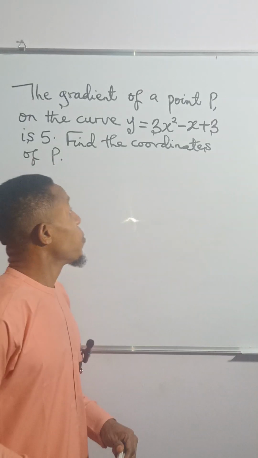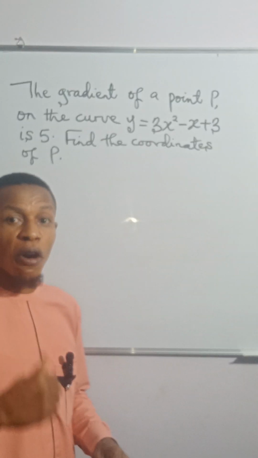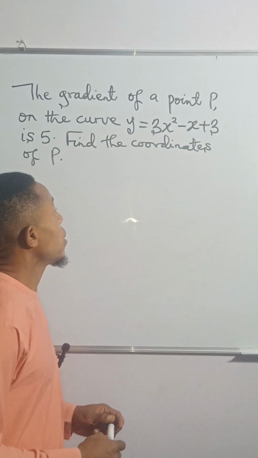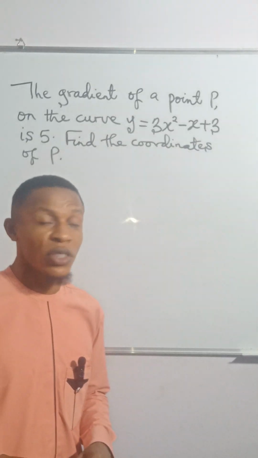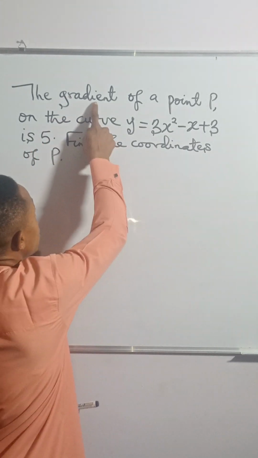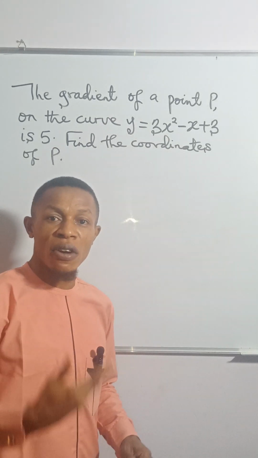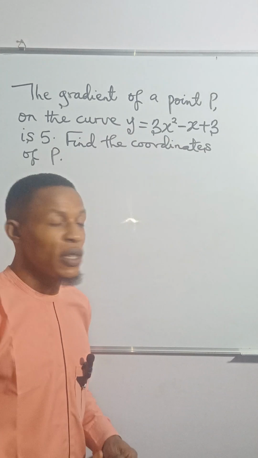Alright, we are given that the gradient of a point P on the curve y equals 3x squared minus x plus 3 is 5. The gradient of this curve is 5. Find the coordinates of the point P.